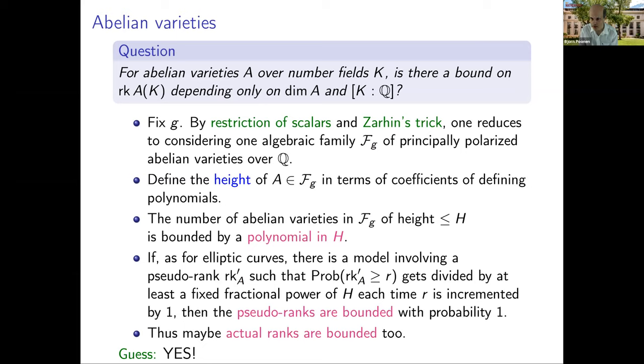Where does our heuristic get rank 21 when used over Q? Unfortunately, our heuristic doesn't use Q. The heuristic also predicts rank 21 for other number fields too. So the Shioda thing is really in contradiction with our heuristic. But on the other hand, I can kind of wave my hands and explain it away, saying, oh, it's just a special family.